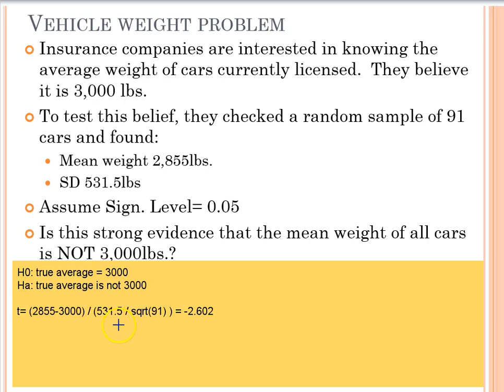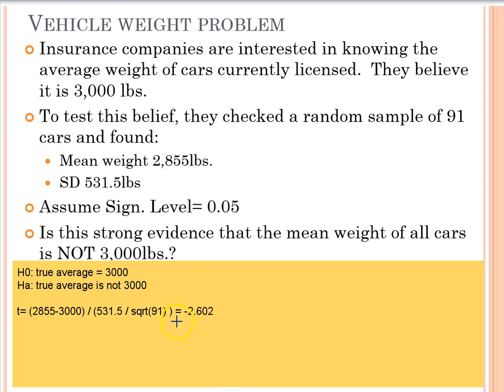We then divide by a standard error, and this is the standard error for your sample averages. That is, if you were to repeatedly sample. It's going to be based off your sample standard deviation and also your sample size. And again, we're square rooting your sample size here in order to get things in the correct units. Once we have that, we can calculate that the t-score is negative 2.602.